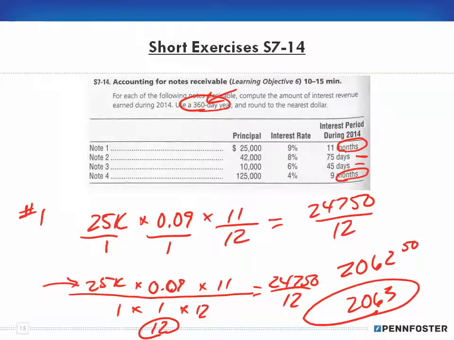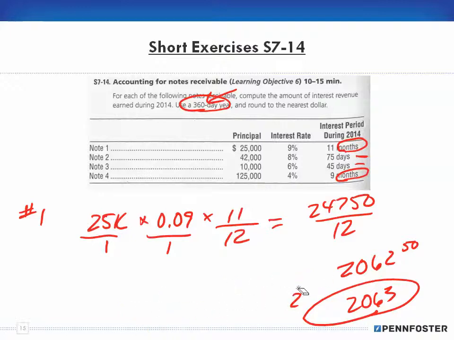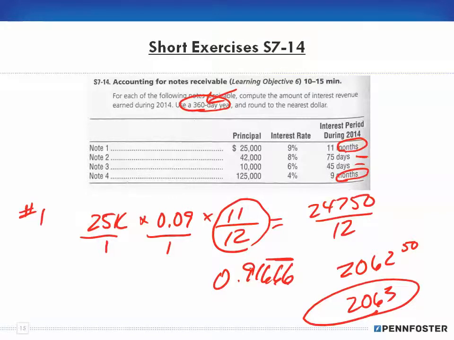What I could have done, which is a more difficult way of doing it, is to take the 11 over 12 and turn that into a decimal. I could have taken this 11/12 and turned it into a decimal by taking 11 divided by 12, and that gives me 0.91666, and that's a repeating number. When you do that, you have to either write that down or put it into the memory in your calculator. Even though it's technically correct, it's just much more of a pain to do it that way.